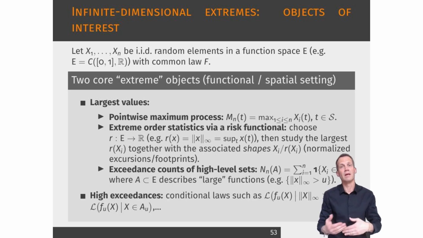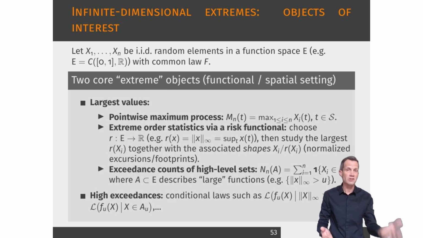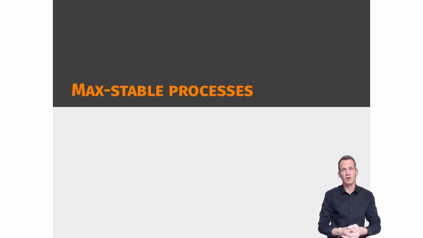The third object is the exceedance count of high-level sets. Here the event is not just that one number is large, but that the whole function belongs to a set of extreme functions. Finally, high exceedances are studied through conditional laws, given that the function is extreme according to a chosen criterion. We first study functional analogues of GEV limits, max stable processes, which describe limits of normalized pointwise maxima.